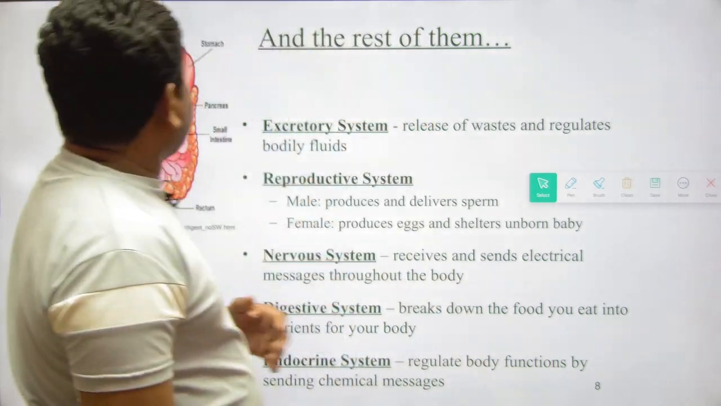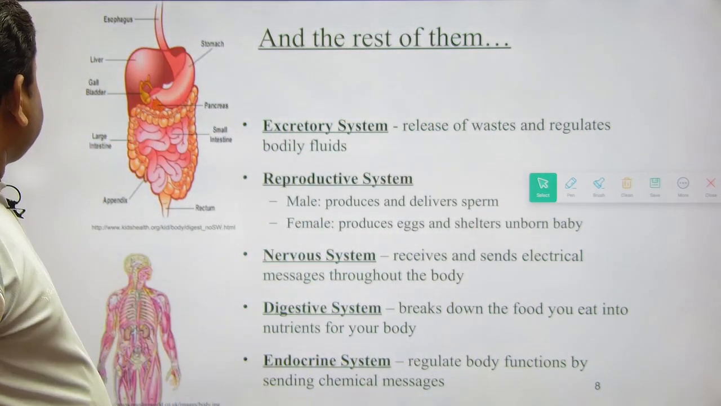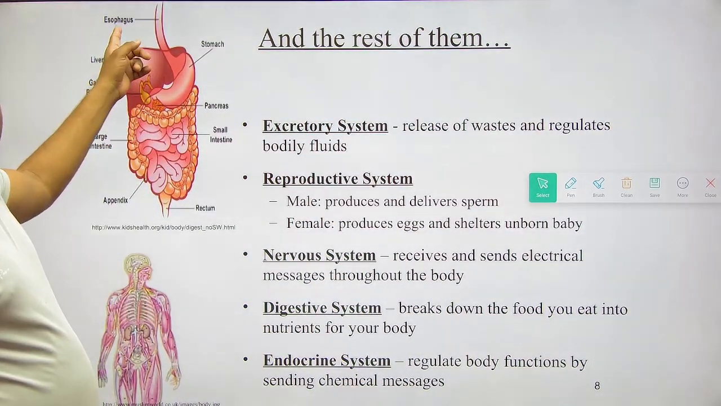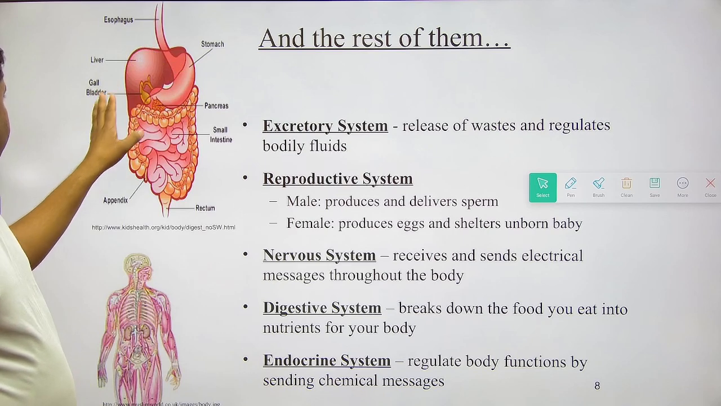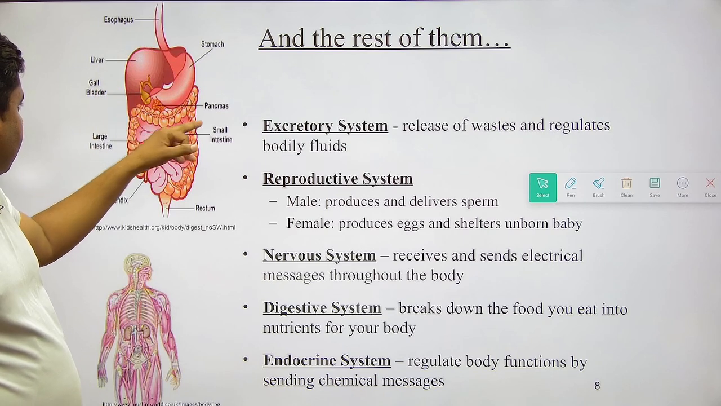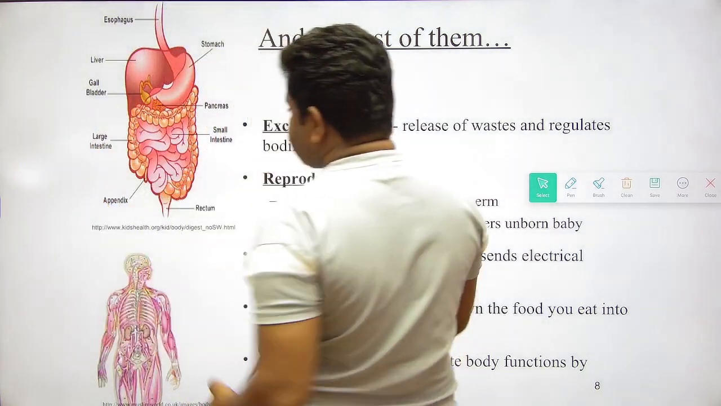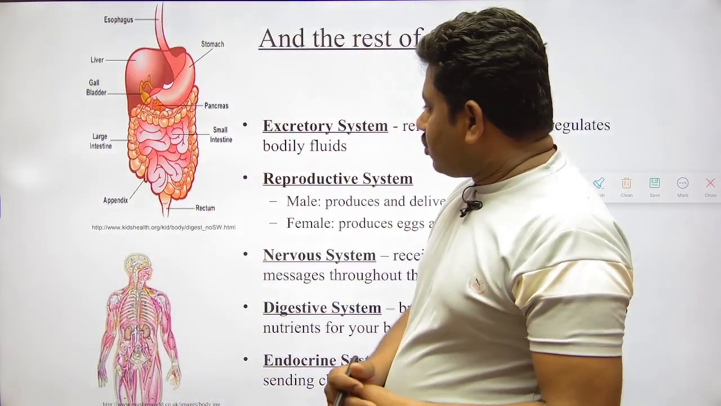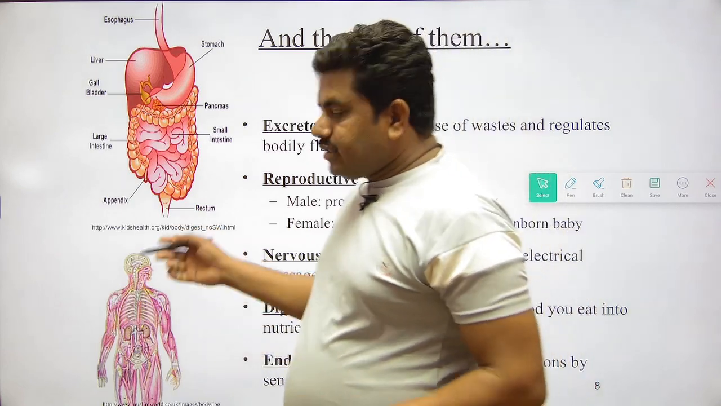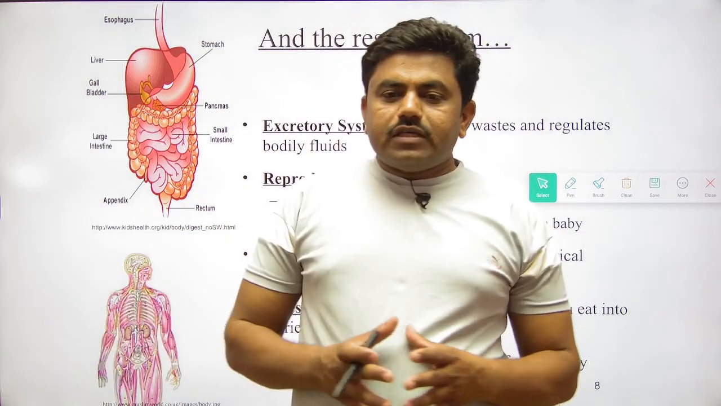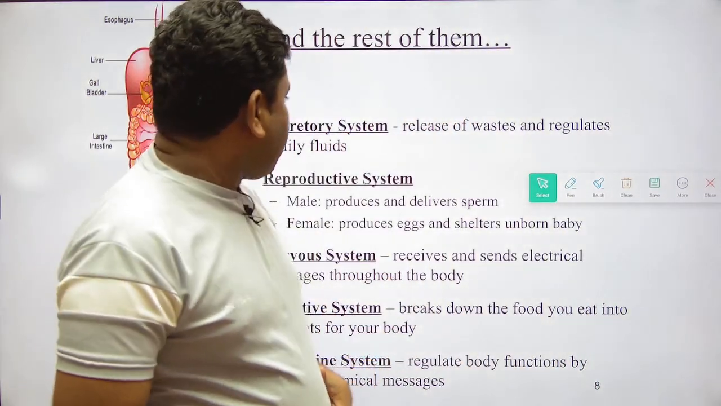Now see, the rest of them: the pancreas is here, the esophagus, the liver is present here, the gallbladder, and the pancreas is also present here. Then the small intestine, large intestine, appendix, and rectum, and we can say that the bottom is the anus. In this way, our body is made of these parts.